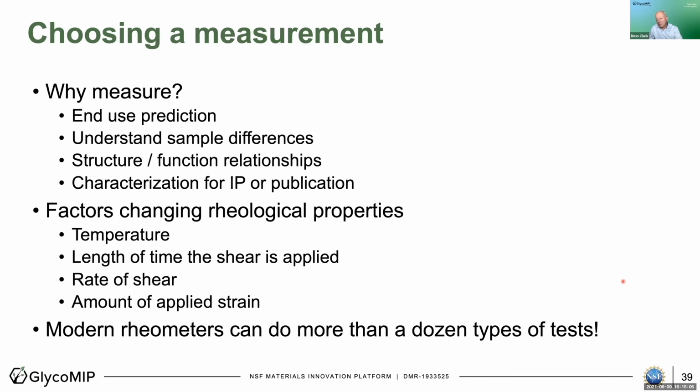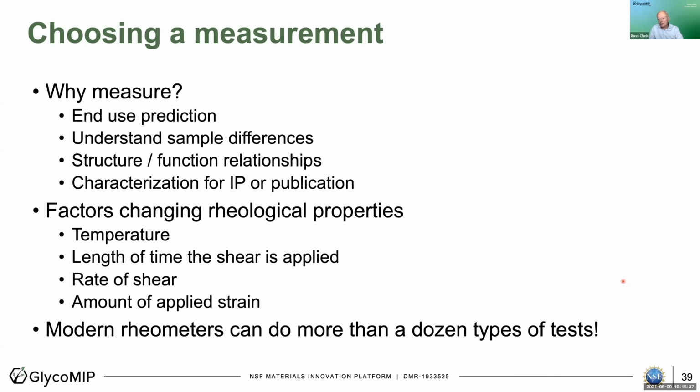But we might also be trying to understand sample differences. Maybe we made a change to the polysaccharide that we were making. We want to understand structure-function relationships. What happens if I make a molecule more flexible? What will occur in shear, in extension? What will happen to the elastic modulus? So I might measure in order to understand that. I might be characterizing for a patent, for intellectual property or publication. So those are reasons that we measure.